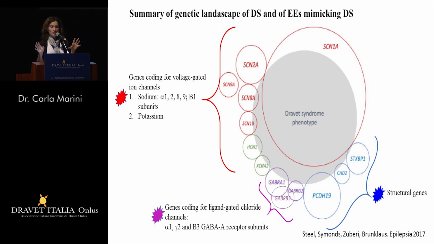And we can probably divide these genes into 3 subgroups: genes coding for voltage-gated ion channels, like the sodium subunits, like alpha 1, alpha 2, alpha 8, alpha 9, and beta 1, and then the potassium channels. And then there are genes coding for the ligand-gated chloride channels, like the GABA subunits. And then there are genes coding for proteins acting in a different way, like PCDH19, CHD2, and STXBP1. And I'm sure there are many more genes to be added to this slide.